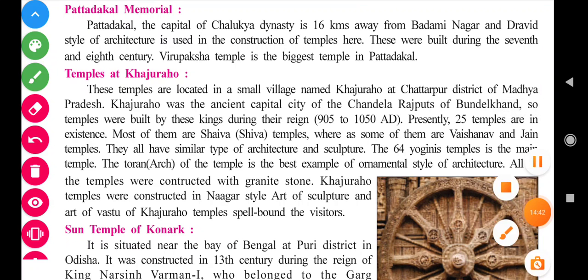After that, Pattadakal Memorial is there. Pattadakal was the capital of the Chalukya dynasty, which is 60 km away from Badami Nagar, and Dravid style of architecture is used in the construction of temples here. So Pattadakal is the capital of the Chalukya dynasty, and the architecture style of the temples here is a Dravid style. These were built during the 7th and 8th century.